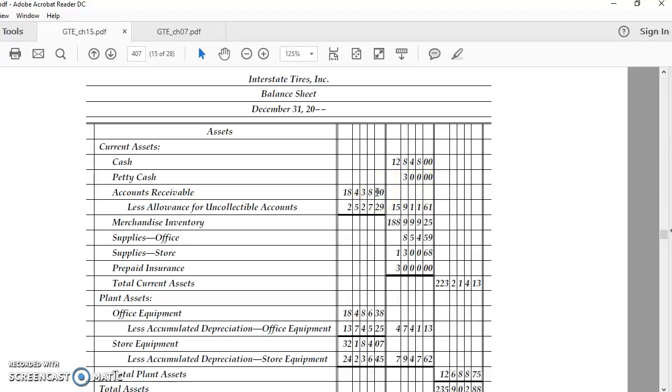Account receivable total, which again is on the balance sheet section of that worksheet, is going to go in the first column. The reason it goes in the first column is because you have to do some calculating to get your total accounts receivable. You are going to list your accounts receivable here, but you have to subtract, which here we have less, meaning we're subtracting, allowance for uncollectible accounts.